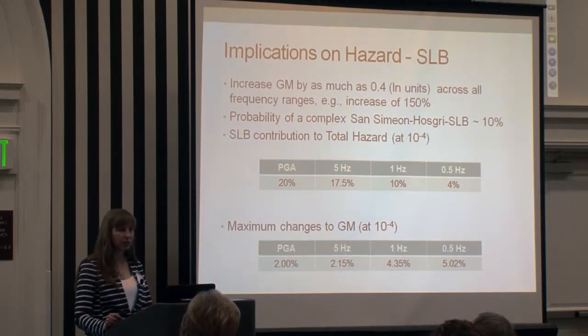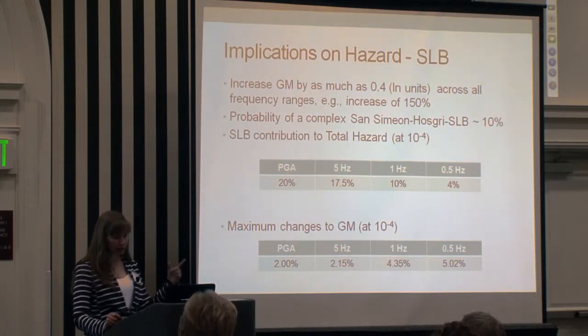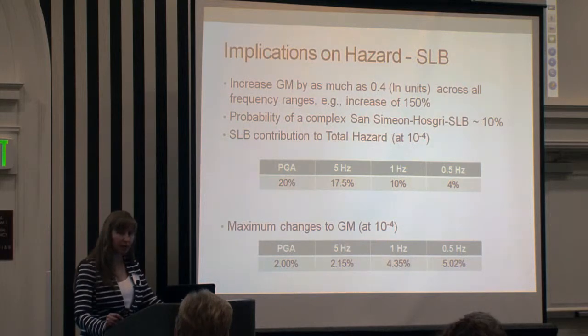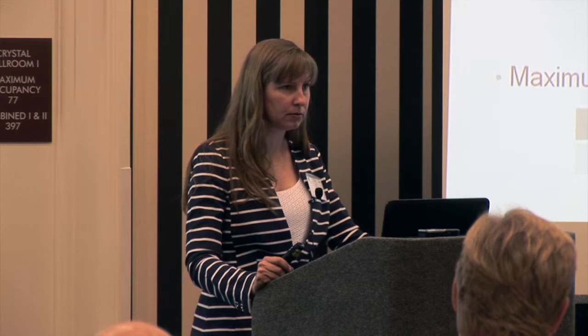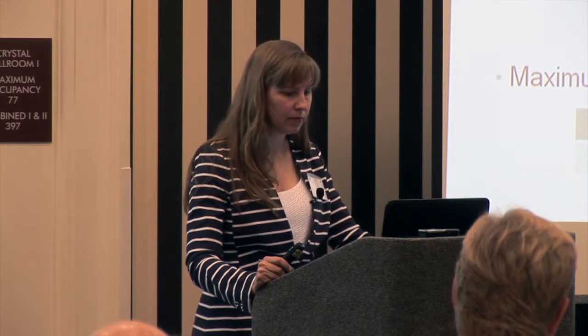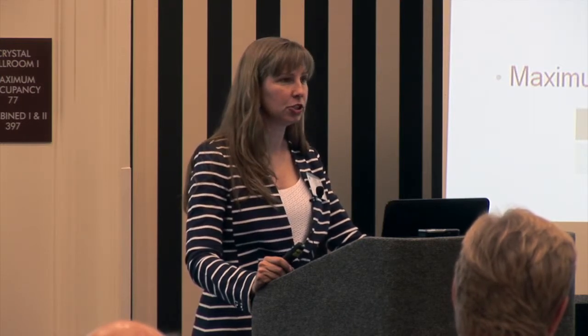Looking at the hazard, these are from when we were looking at all the different hazard curves from Tuesday. The San Luis Bay contribution to the total hazard at different periods ranges from 20% down to 4%. So if you take all of that and mash it all up, the change to the total ground motion at 10 to the minus 4 at PGA is about 2%. The change at 0.5 hertz is about 5% in ground motion. This is not g, 2%. No, okay, this is a change.